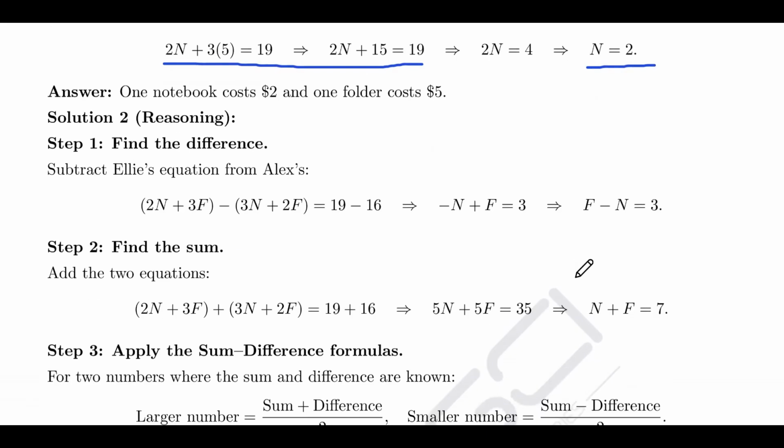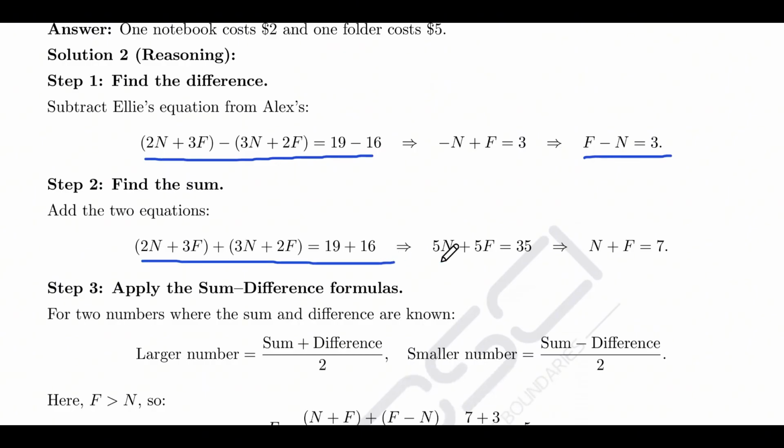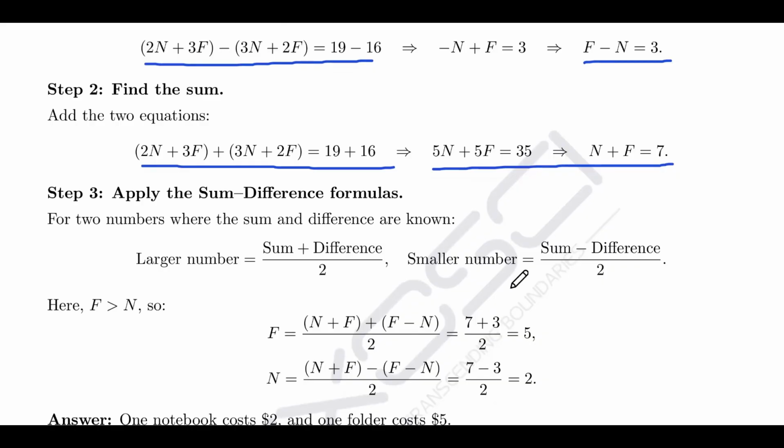The reasoning method gives the same result. Subtracting the two purchases shows that a folder costs $3 more than a notebook. Adding the two purchases shows that notebook plus folder costs $7, and applying the sum difference formula and solving those two facts gives 2 and 5.